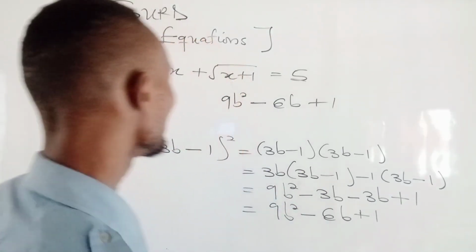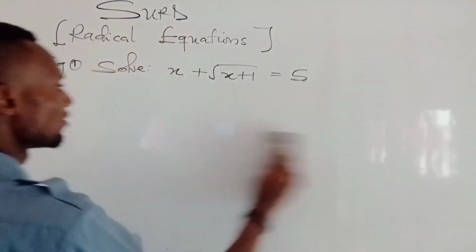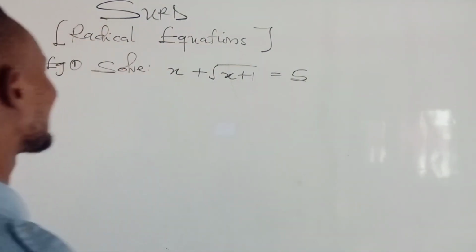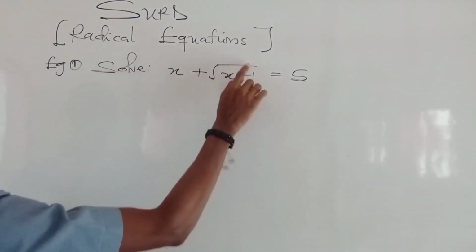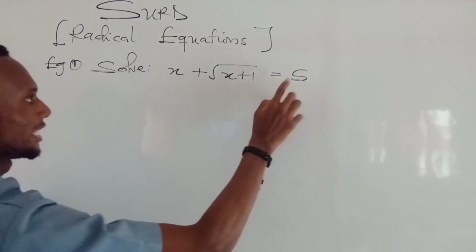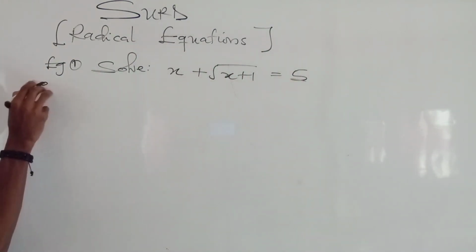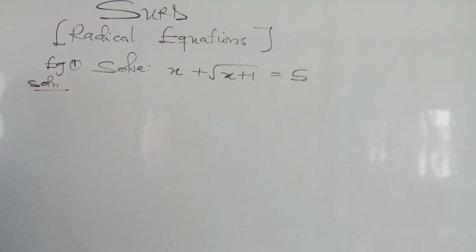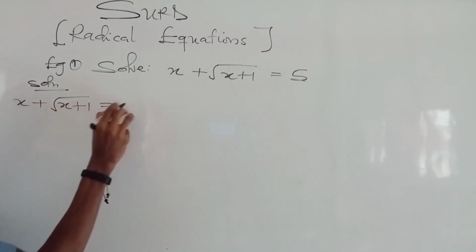I'm going to clean this one now so that we have enough space to solve the radical equation that I have on the board. So example 1 says: solve s plus square root of s plus 1 equals 5. I'm going to write down my solution, and we are going to do it together. So I have s plus square root of s plus 1 equals 5.